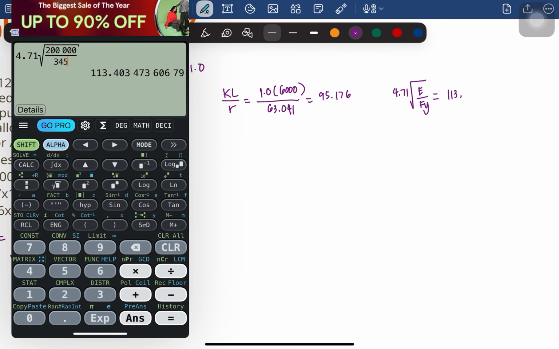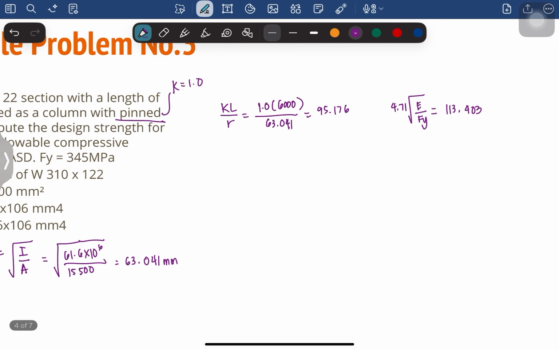Therefore, 113.403. So, lumabas na mas less than yung slenderness ratio natin. So, mag-fall siya sa condition 1 or inelastic buckling. So, Fcr here is 0.658 raised to Fy over Fe, times Fy. Fy is 345. So solve natin yung Fe.